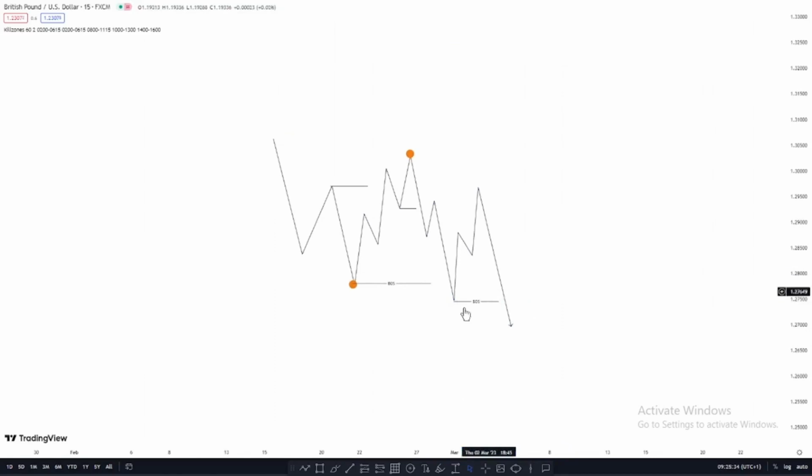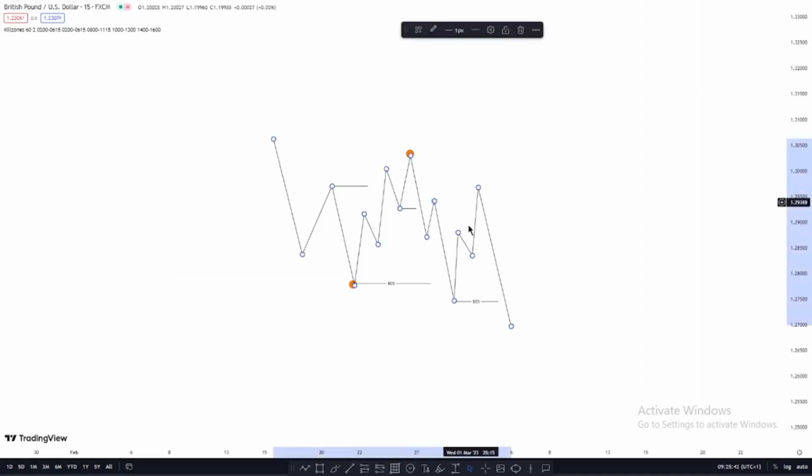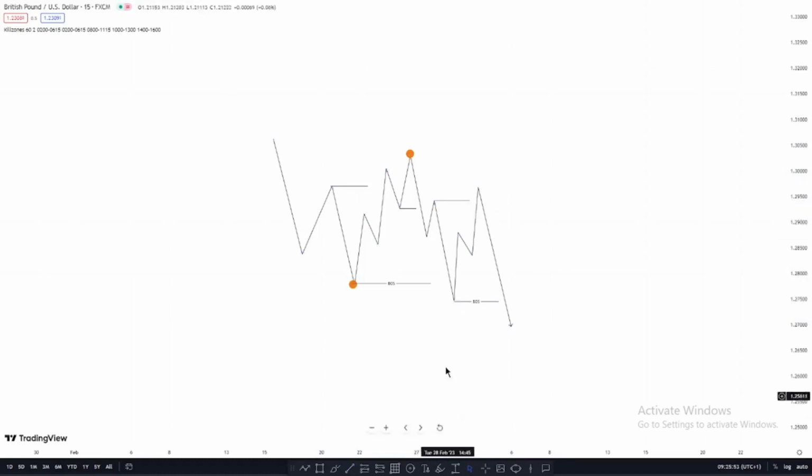Now this is your major structure low. Why is it? Because it went back up. It sponsored the move that went back up to take out this first internal structure high here. I want you to understand that it went back up to take out the internal structure high here. So this becomes your major structure low here.